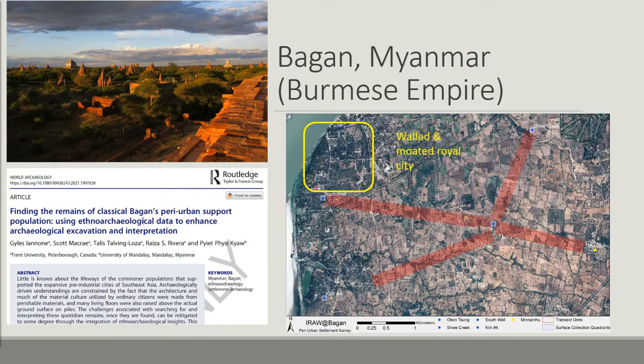Our foray into the settlement archaeology of Bagan is focused on the roughly 80 square kilometer peri-urban settlement zone surrounding the walled and moated royal city. We began by conducting some ethno-archaeology research in the traditional villages surrounding Old Bagan in 2017, along with some non-probabilistic ground survey aimed at locating areas with significant surface exposures of domestic artifacts, such as earthenware potsherds, which we presumed would indicate the possible location of habitation sites. Four such locales were discovered: Shui Creek, South Wall, Kiln No.